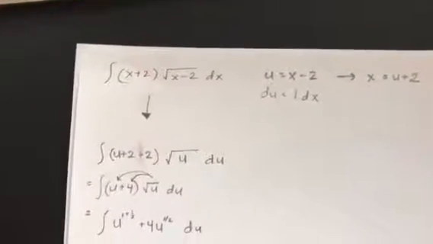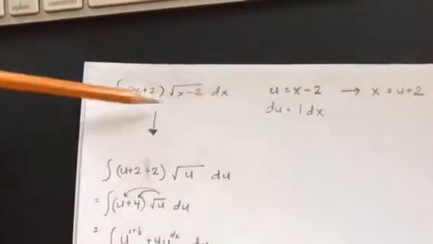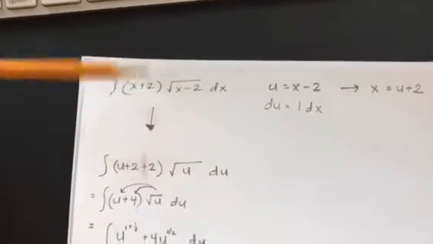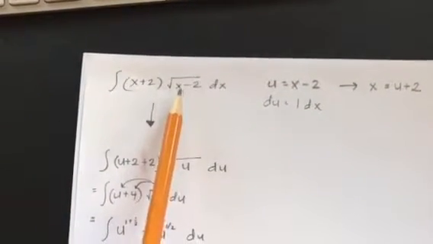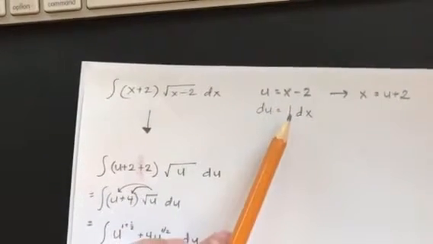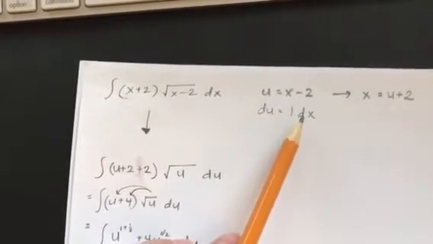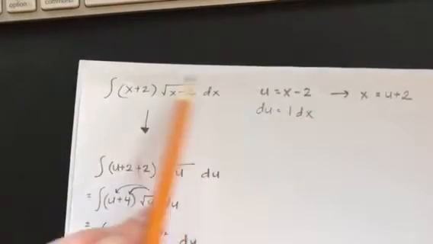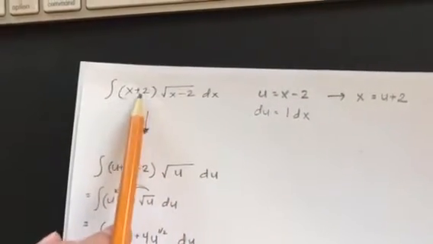So here's the solution for number 13. You start with this problem, and when you set up a u-substitution, I set it up with x minus 2 as my inside function, which is right here, x minus 2. The derivative is 1 dx. The problem with that is that it doesn't actually help us to substitute in for this x plus 2.